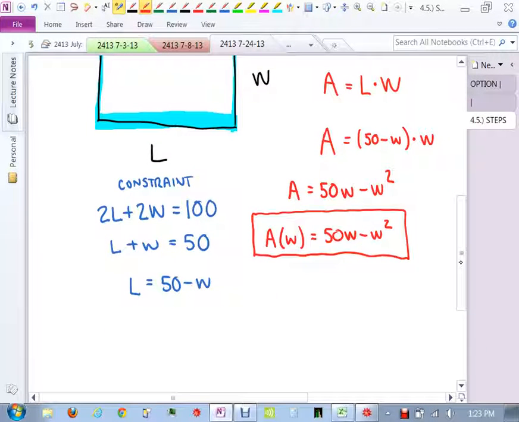Okay, so putting the W in parentheses there just stresses that this is a function of W. That's what I'm going to write underneath it right now. This is the objective.